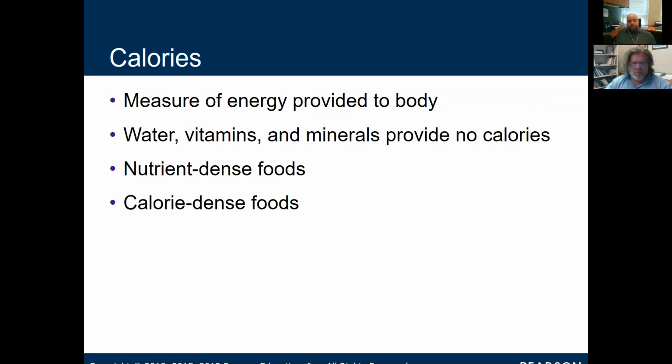Carbohydrates and proteins provide less. Some foods are very nutrient dense, so they have lots and lots of nutrients in them. What would be an example of a very nutrient-dense food?